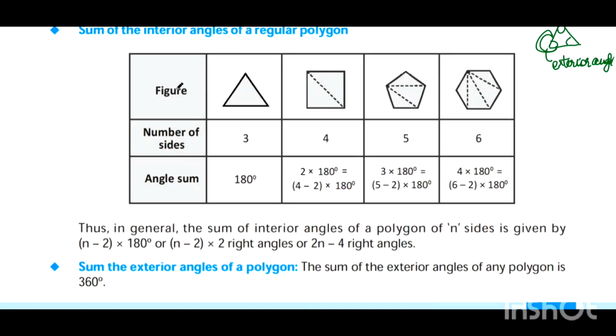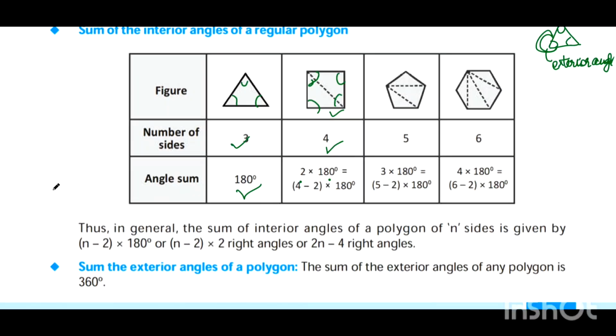Similarly for polygons, regular polygons also. When they are talking about interior angles, that means they are talking about these angles. So now see, I have a number of sides 3. So the angle sum property says that the sum of the angles is 180 degrees. Now this is a quadrilateral, so the number of sides is 4. So the angle sum property says (4 minus 2) into 180 degrees.